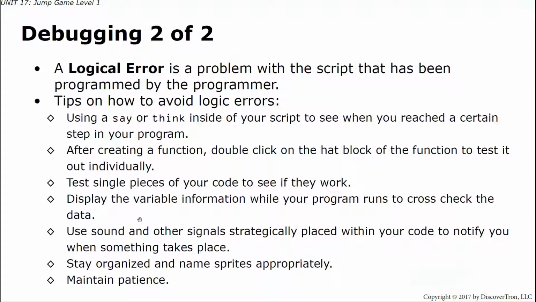Next one, display the variable information while you program. Make sure you have the variable information up. Sometimes it'll get cluttered, so try to isolate just which variables you'll need the most whenever you're putting that information on there. Next, you want to use the sound and other signals to strategically place within your code to notify when something takes place. Okay, so just having sounds and other colors changing or something like that, it's going to help you identify where there's errors.